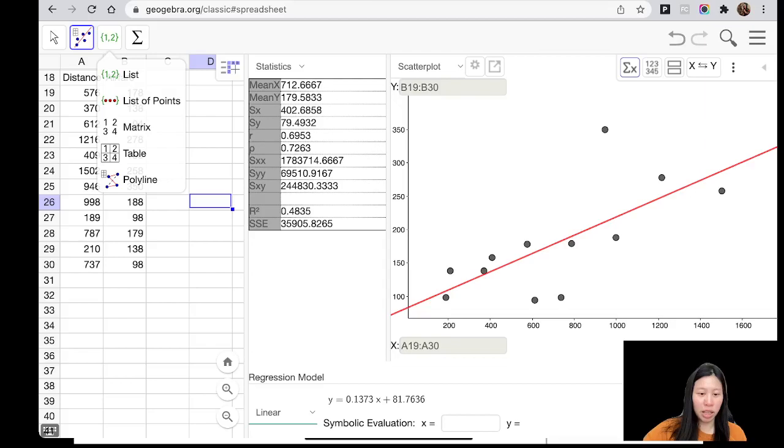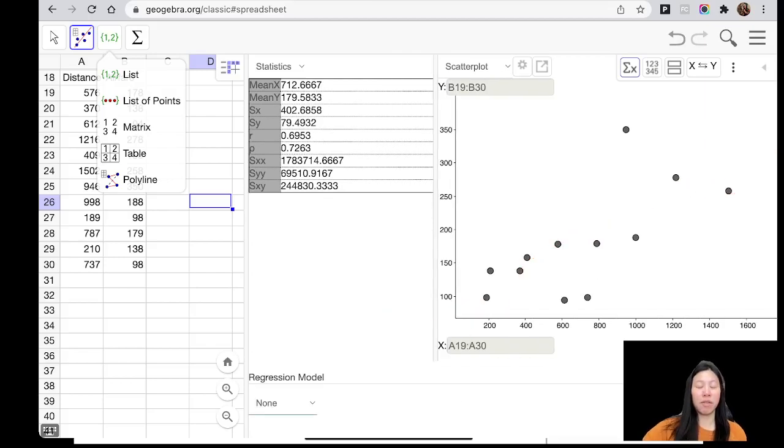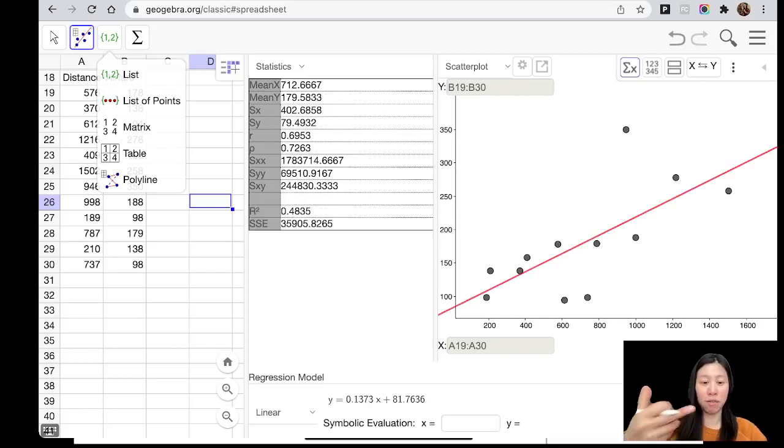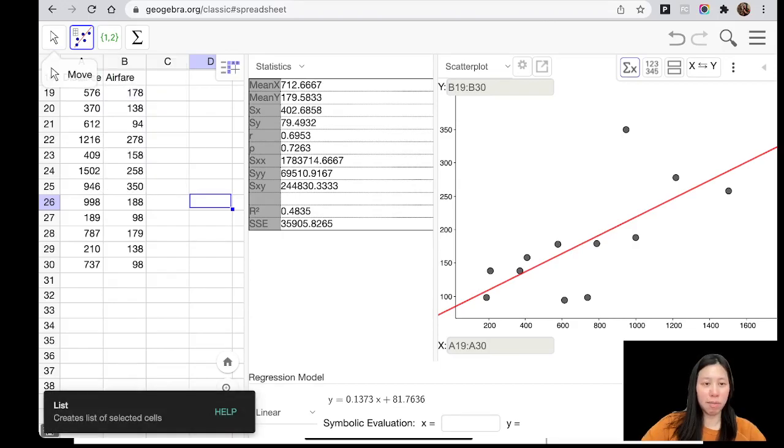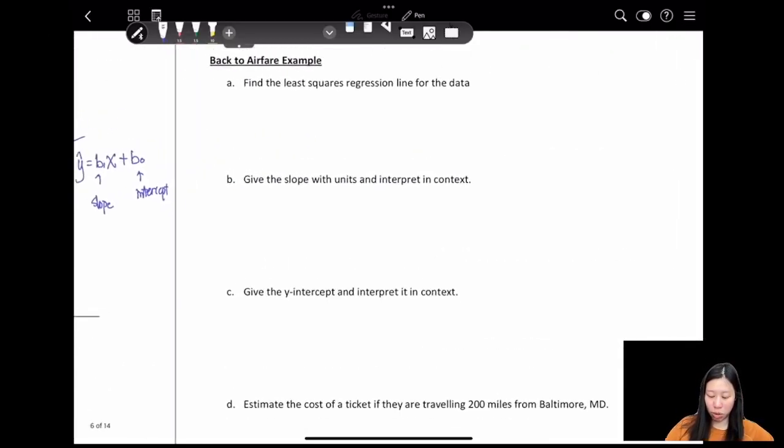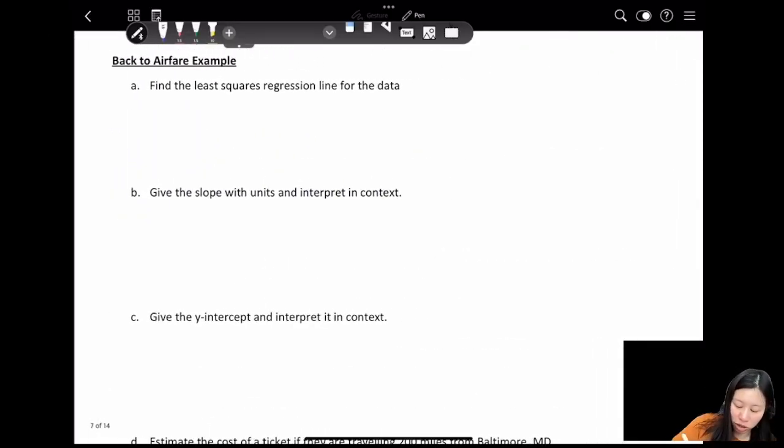If you just put in the data at the beginning, GeoGebra doesn't give you a line. But if you choose the regression model in the lower middle part, you can choose linear. It will give you the best fit line, and it will tell you the model is y hat equals 0.1373x plus 817636. So this is going to be our least squares regression line for the data.